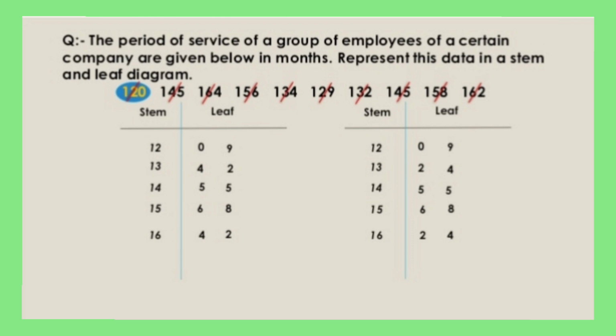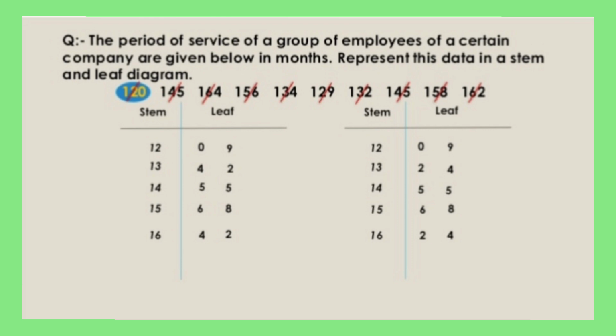Now let's consider this example. The period of service of a group of employees of a certain company are given below in months. Represent this data in a stem and leaf diagram. When we consider the data set, the least value here is 120 and the greatest value is 164. So, the stems spread from 12 to 16. Then we have to mark the leaves and after that we have to arrange them in ascending order.